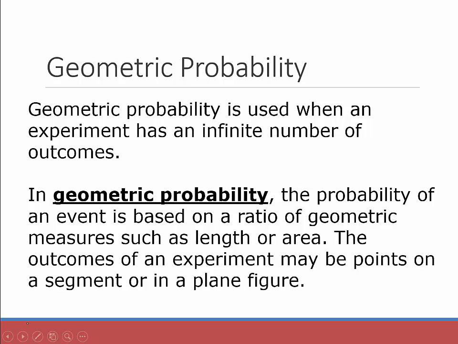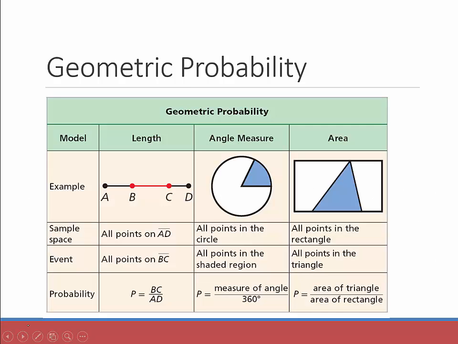So geometric probability is used when an experiment has an infinite number of outcomes. In geometric probability, the probability of an event is based on the ratio of the geometric measures, such as length or area. So that's what we're going to do today, is equate this probability with length, angle measures, and area.